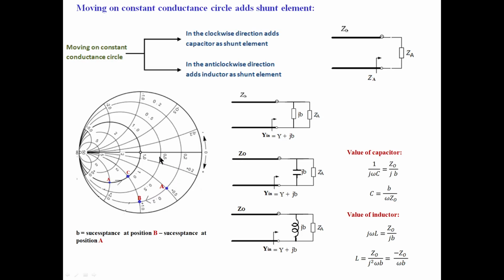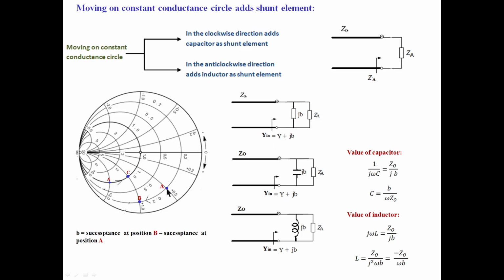Similarly, this is 0.5, the conductance value is 0.5, but the susceptance value changes. If you come here, susceptance is 0.2. If you move over here, susceptance is 0.5 in the anti-clockwise direction. If you move above, then it is minus 0.2, minus 0.5, like that. The conductance stays, the susceptance B value will change. Those B values you can see here.